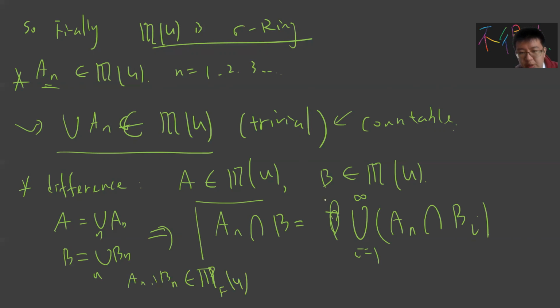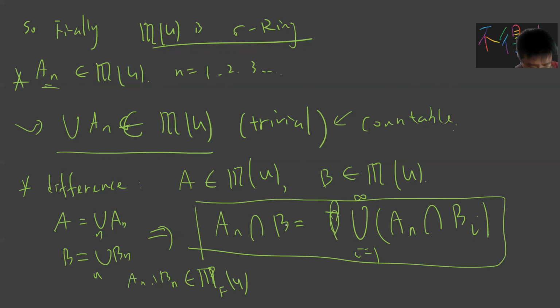Okay, and you can easily do this. So this is finitely mu measurable. This is finitely mu measurable, right? So this is finitely mu. Sorry, this is finitely. So this is mu measurable. Okay.